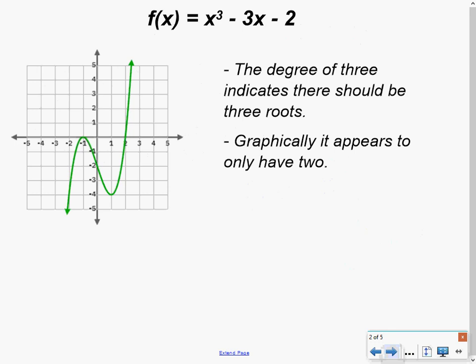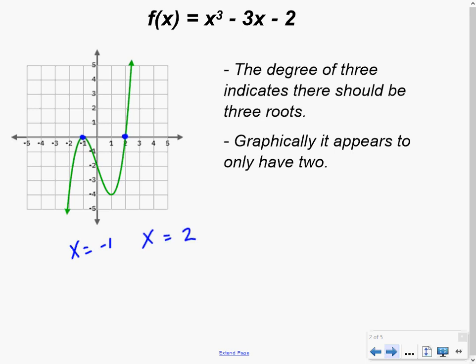So let's consider this function x cubed minus 3x minus 2. The fundamental theorem of algebra tells me that because I have a polynomial with a degree of 3, there should be 3 roots. However, graphically, there only appears to be 2. It looks like I have one at x equals -1 and at x equals +2.